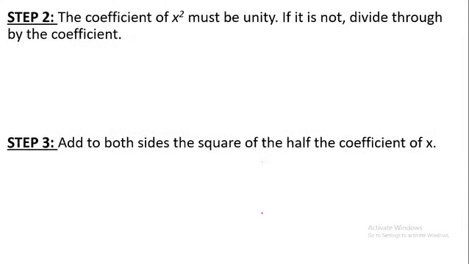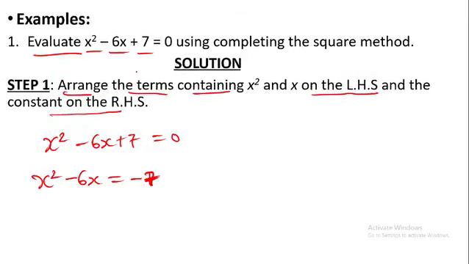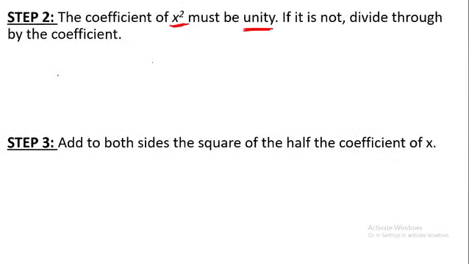So let's go to step 2. Step 2 said that the coefficient of x squared must be unity. It is unity when the coefficient is 1. In our equation, we have x squared minus 6x equal to minus 7. Coefficient is the number in front of x squared. The number in front of x squared here is 1, and the coefficient of x is the number in front of x. So the coefficient of x is minus 6. Is that clear?